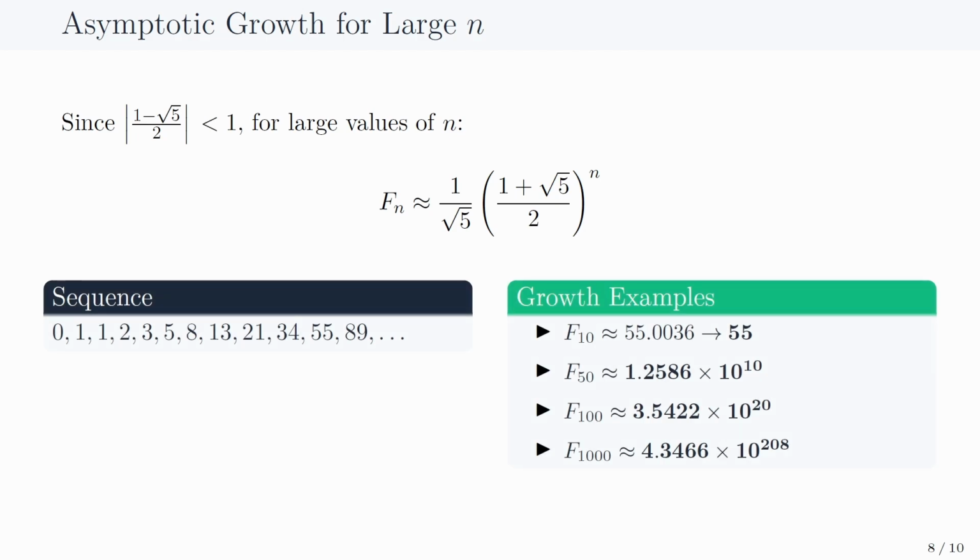Now, if we observe using this approximation we have, the series grows incredibly fast. The 50th Fibonacci number is already over a billion. And here are some higher values.